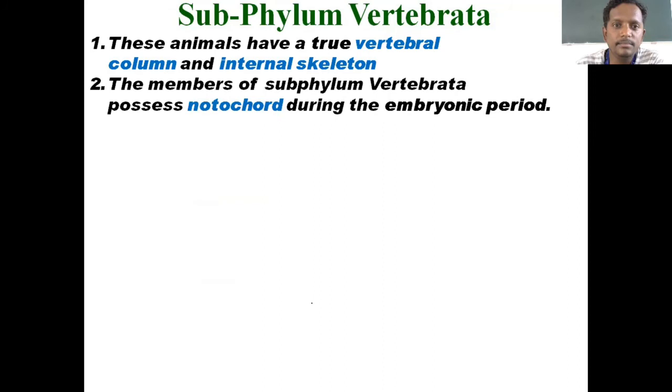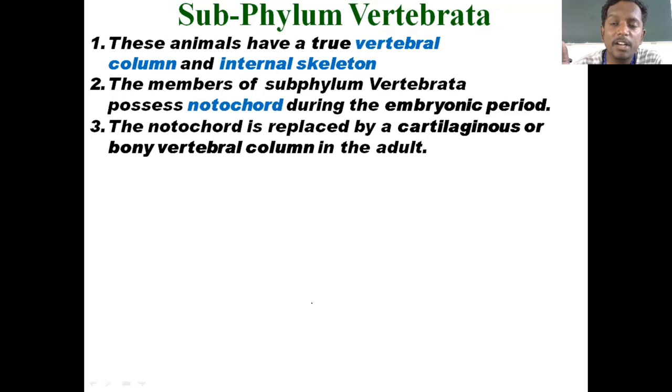The members of Vertebrata possess a notochord during the embryonic stage. As they metamorphose, it gets converted into the vertebral column. So that notochord or vertebral column can be cartilaginous or bony, but they will form the vertebral column.